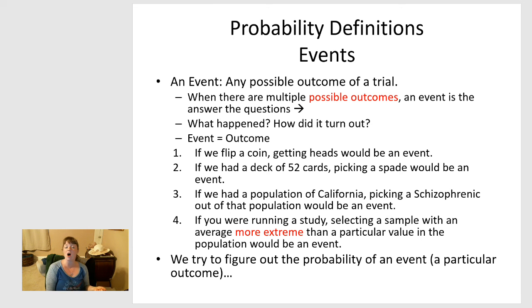If I'm picking a card out of a deck of cards, I might ask, what is the probability of getting the event spades? Or what is the probability of getting the event hearts? Or what is the probability of getting the event six, pulling out a six? So probability always asks, what is the probability of a particular outcome, right? Or if you're applying it to people, number 3 here, what is the probability out of the entire population of California I'm going to grab someone who does in fact have schizophrenia?